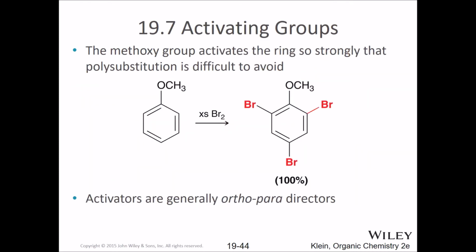Okay, so the methoxy group activates the ring so strongly that polysubstitution is difficult to avoid. So if you put bromine in here, if you get enough bromine, it's going to tribrominate that. 100%. Wow. Okay, now activators are generally ortho-para directors. Ortho-para directors. And you can see why.